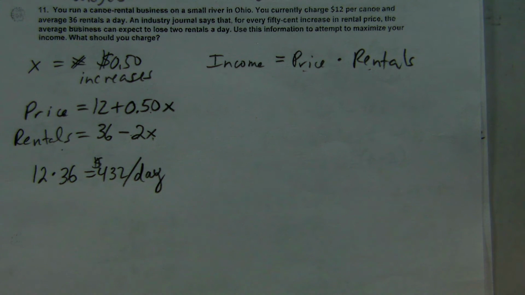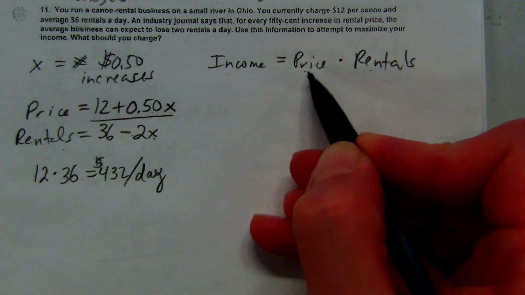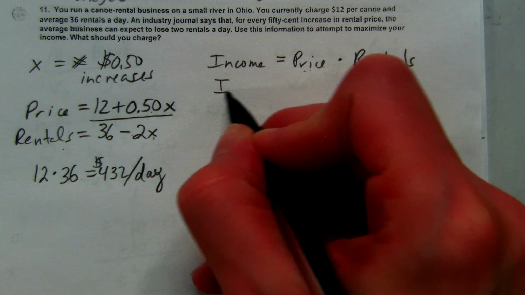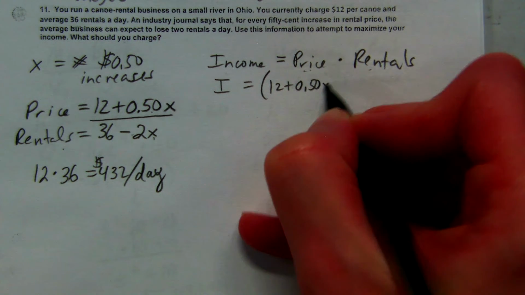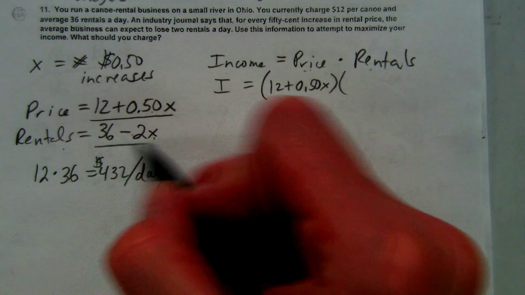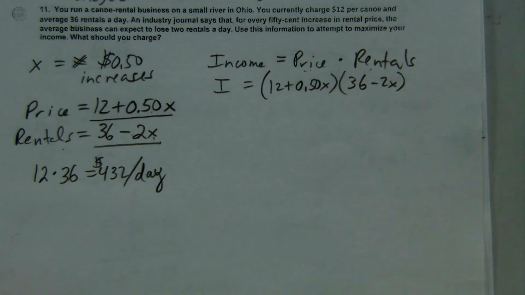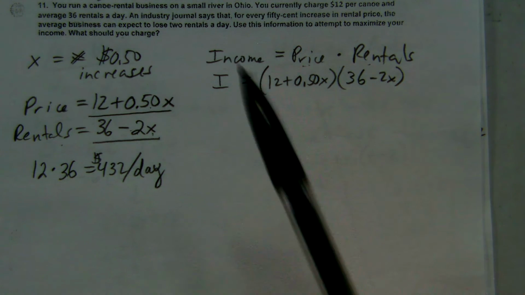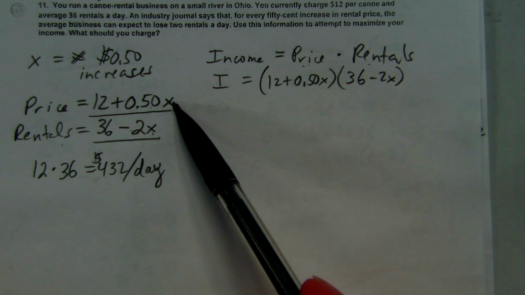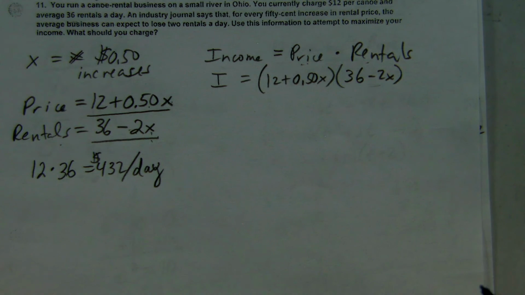So what we're going to do is we're going to put this in for the price. I'm going to put a little I for income. And that's 12 plus 50 cents per that. And then we're going to take that times 36 minus 2x. This is where quadratics actually show up in real life most often, is something where you have to look at one thing and write an equation, another thing, write an equation, and then you're putting equations together.